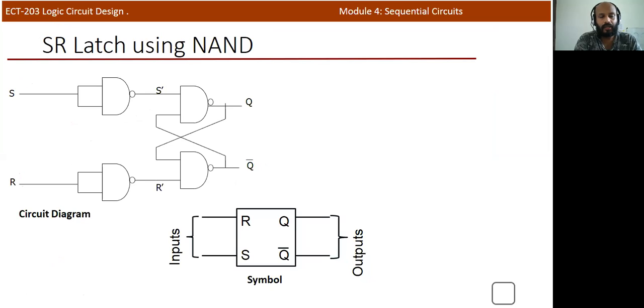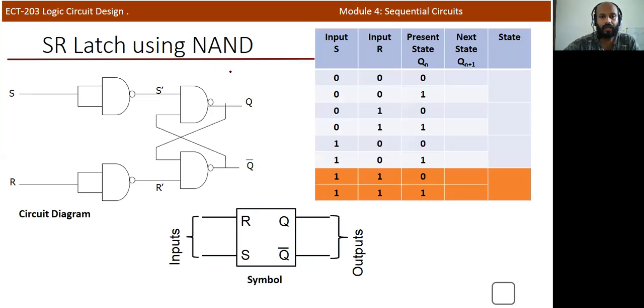Okay. Now we will discuss how we can implement an SR latch or RS latch by using a NAND gate. Here also you can see that the NAND gate output is fed back. If you consider the first section, Q is fed back to the input of the, this is 1 and this is 2. Okay. And the output of the first NAND gate is connected to the input of the second NAND gate, and the output of the second NAND gate is connected to the inputs of the first.